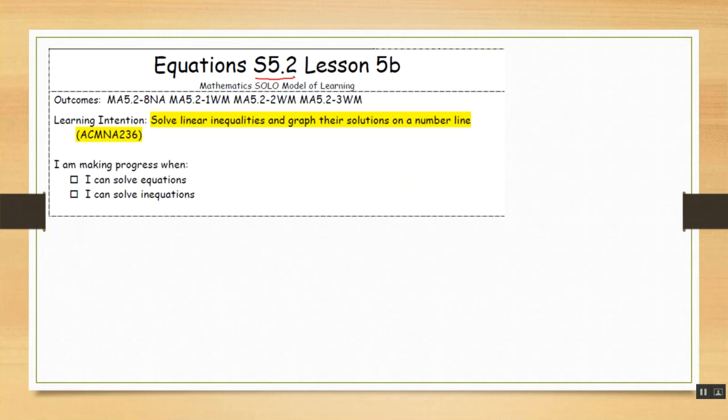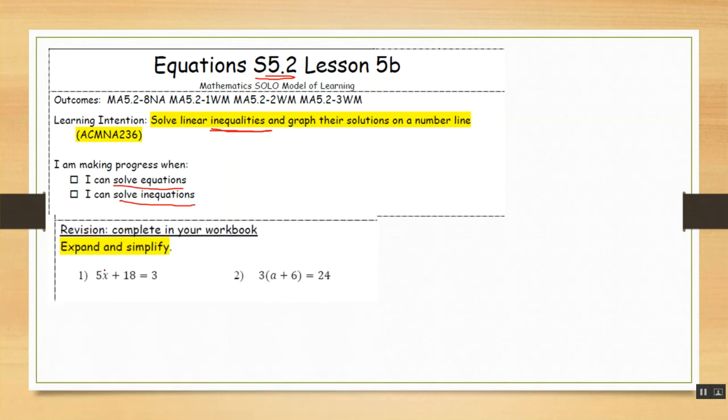So it's stage 5.2, and we're actually looking at inequalities. We want to be able to solve equations and inequations today. The revision questions are here, so pause the video and try them and then check.